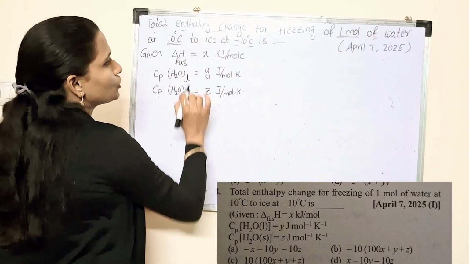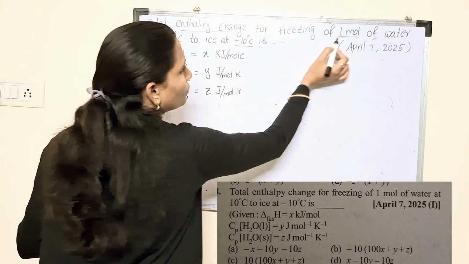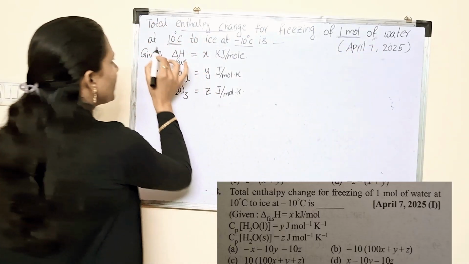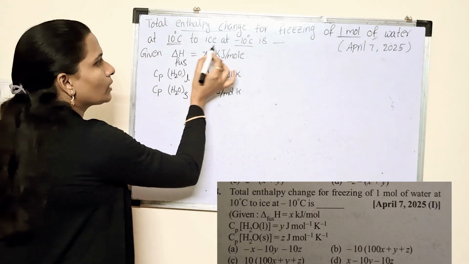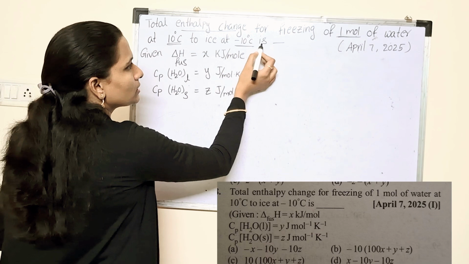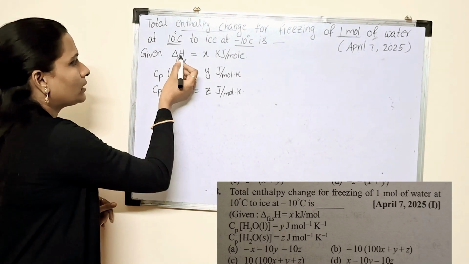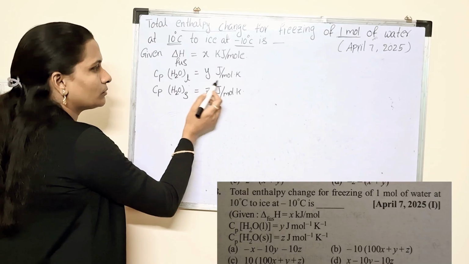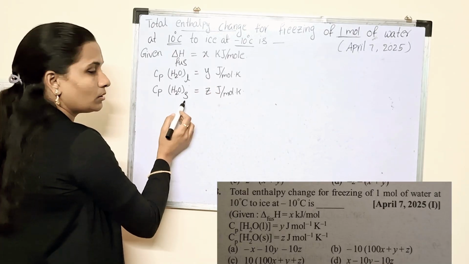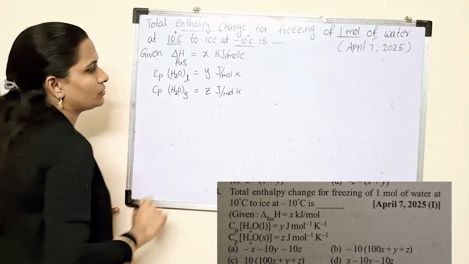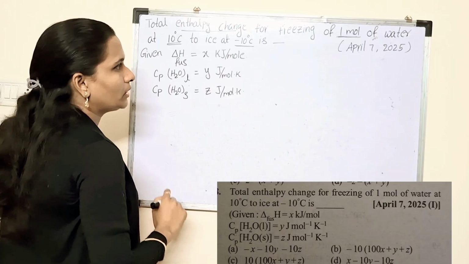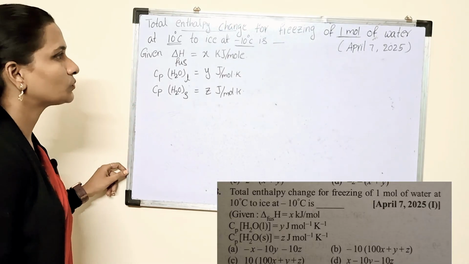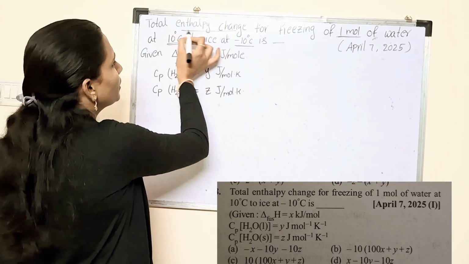Total enthalpy change for freezing of 1 mole of water at 10 degrees Celsius to ice at minus 10 degrees Celsius is asked. The delta H fusion value is given, and Cp of water in liquid state and Cp of water in solid state are also given, in joules per mole Kelvin. So this is the question. Now coming to the solution.